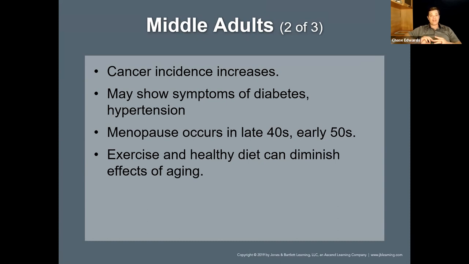Middle adults may begin having medical problems and symptoms or be unaware of conditions such as diabetes and hypertension. That's why it's very important to get regular checkups. Menopause takes place in the late 40s to the early 50s. Exercise and healthy diet can diminish many of the effects of aging. So you got that. Exercise and healthy diet can help you out. I need to get back into that.